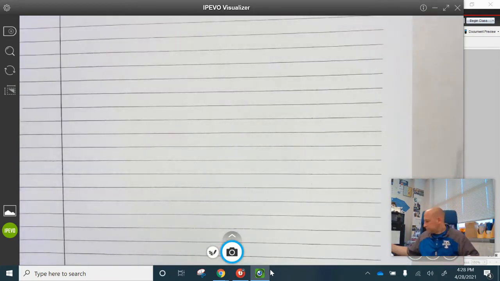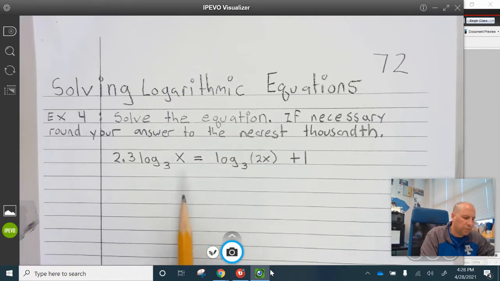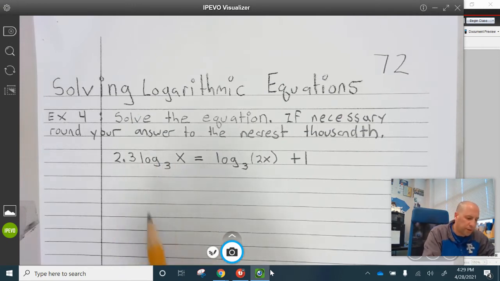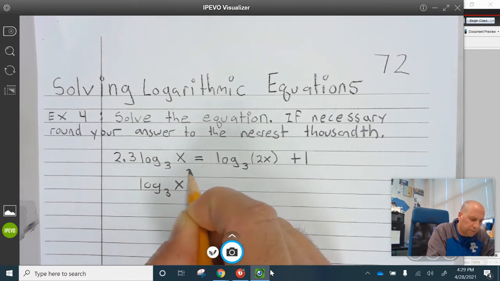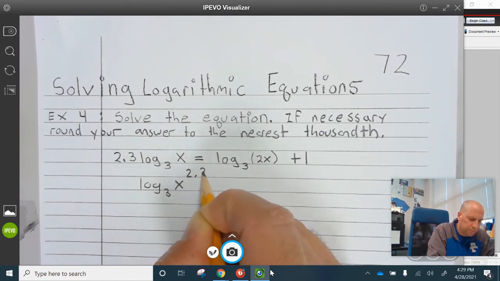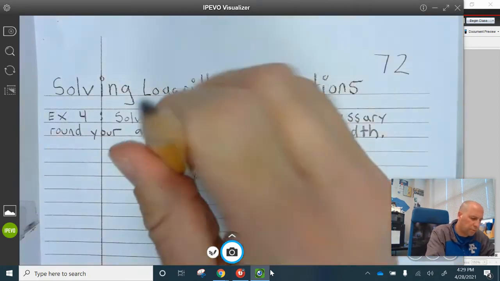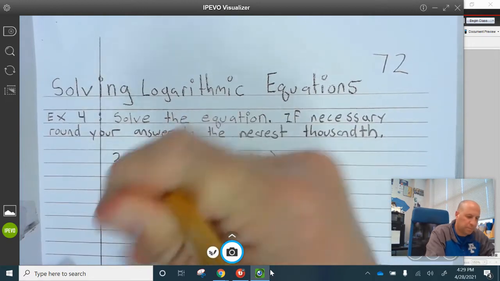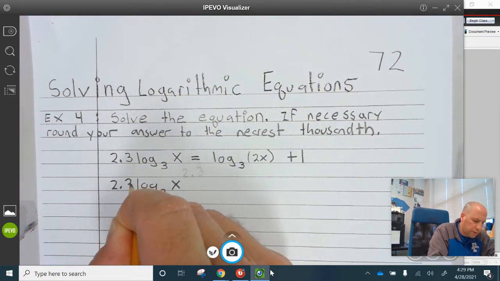All right, example 4. Okay, first thing we need to do, it says solve the equation, if necessary, round your answer to the nearest thousandth. So we're going to put the 2.3 to the exponent, so that's log base 3 of x to the 2.3. And actually, nope, that is not the best first step. Let's actually leave the 2.3 right there.